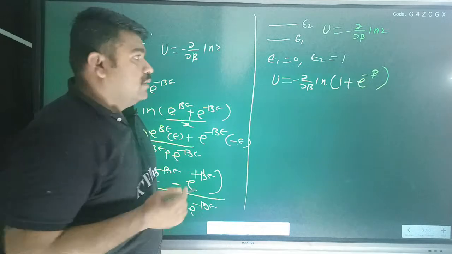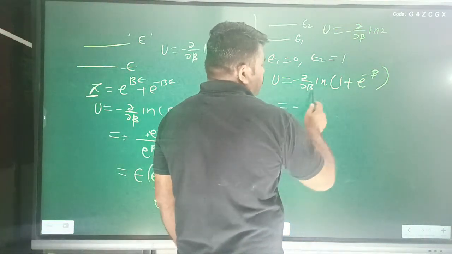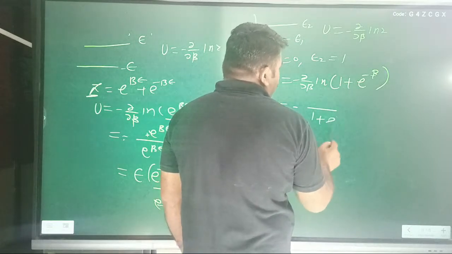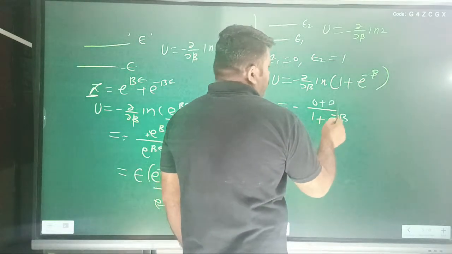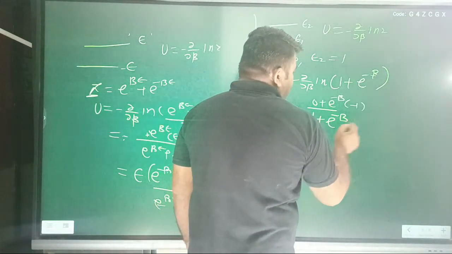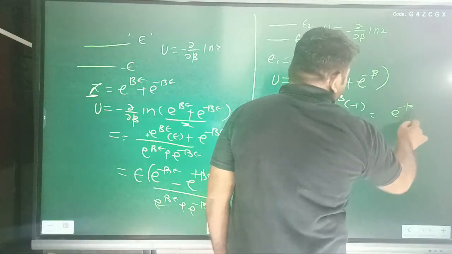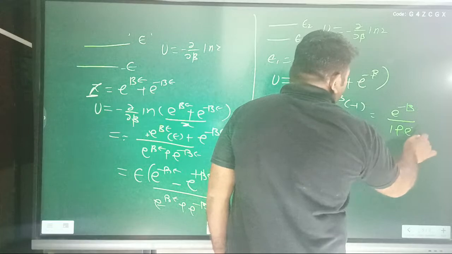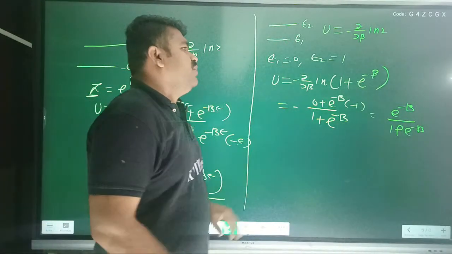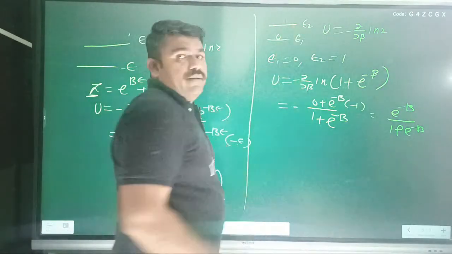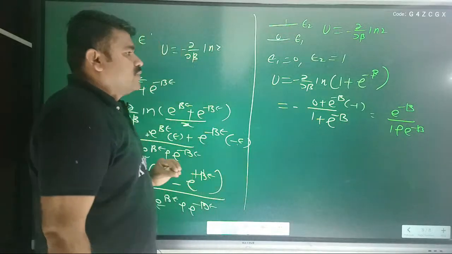Then what is the U? U is equal to this one. Okay, minus derivative of this one. 1 plus e to the power minus beta, into derivative of this one. Derivative of 1 is 0, plus e to the power minus beta, derivative of e to the power minus beta into minus. Minus into minus becomes plus. Means e to the power minus beta upon 1 plus e to the power minus beta. Here the given data is like that. Energy is 0 and 1. Then energy is equal to this one.